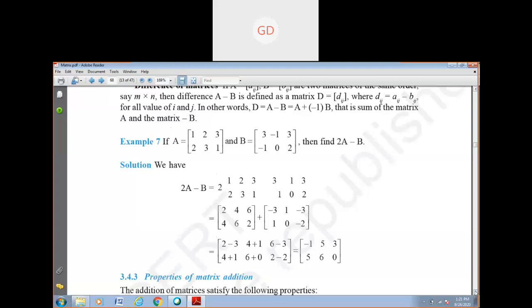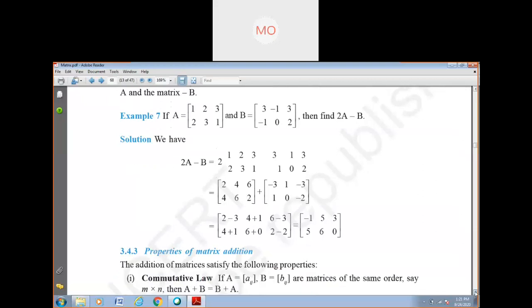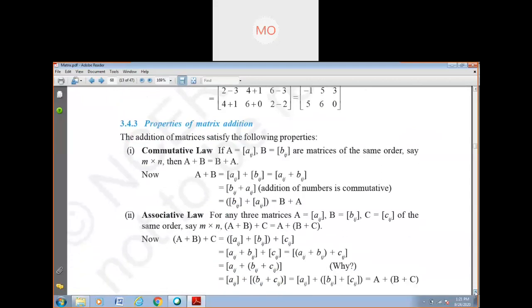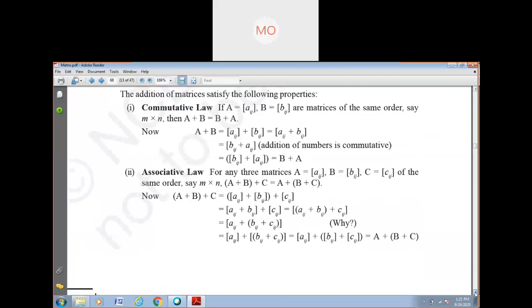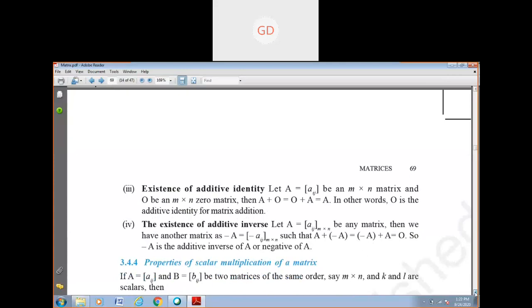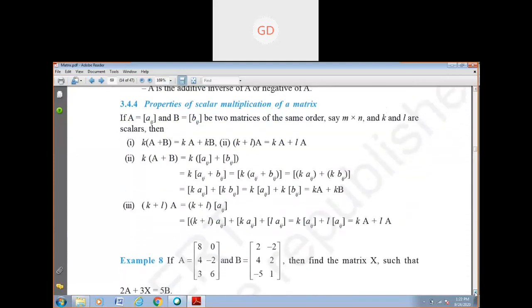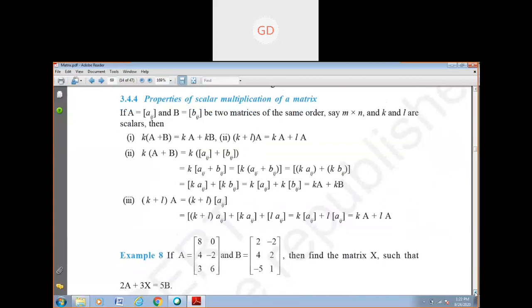Some properties are here. Addition, these properties are exactly the same as with real numbers. So at the time of solving the problems, you do not have any problem. And the new property related to scalar multiplication is a little bit new, so I am giving a little bit of ideas on the properties exclusively for scalar multiplication.